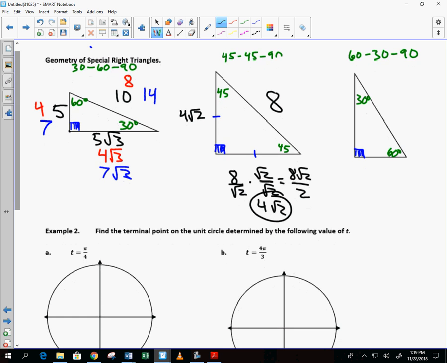30, 60, 90 triangle. Again, it's just half of a 60, 60 triangle. So suppose that this had a length of 14. Do you remember what the length of the shortest side will be? 7. And what do I do to get the longer side? Multiply by root of 3.